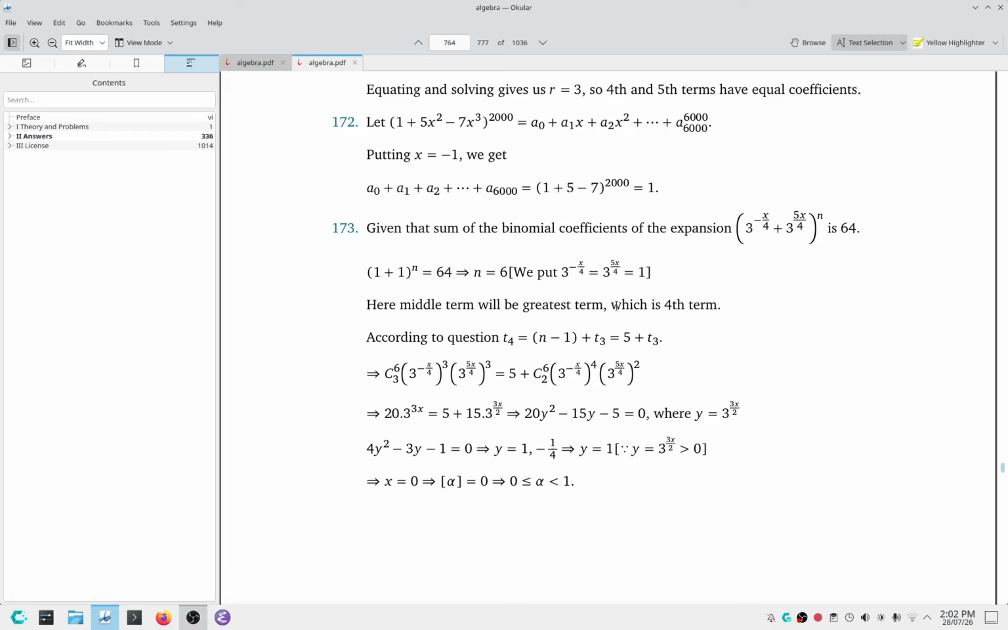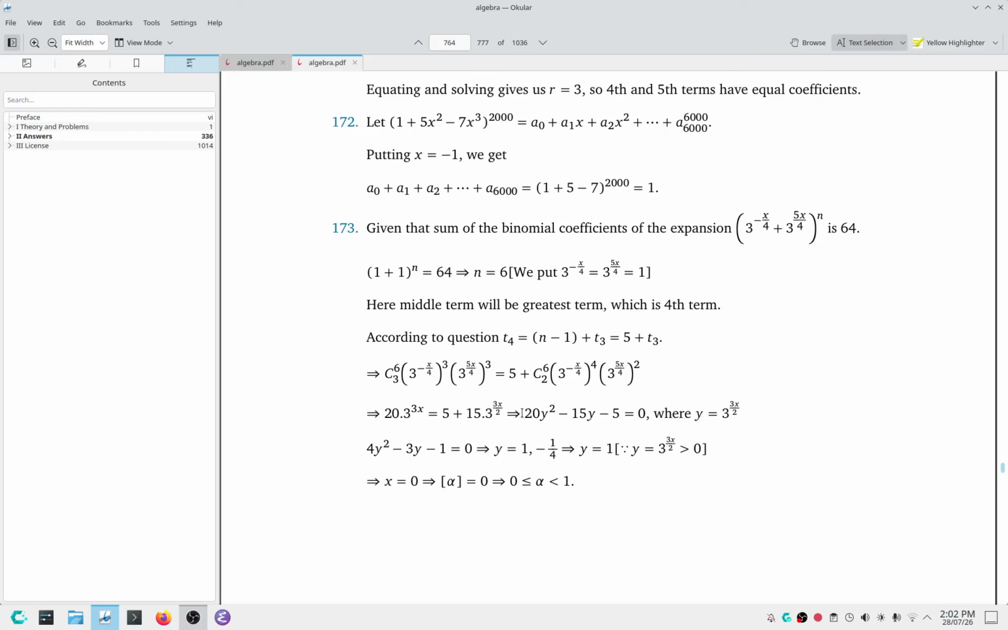Here the middle term will be the greatest term, which is the fourth term. So n is equal to 6, the number of terms will be 7, the fourth term will be greatest. This will be equal to n minus 1 plus t3, that is 5 plus t3. Now we equate the fourth term and 5 plus t3. So we have this expression here, which we solve.